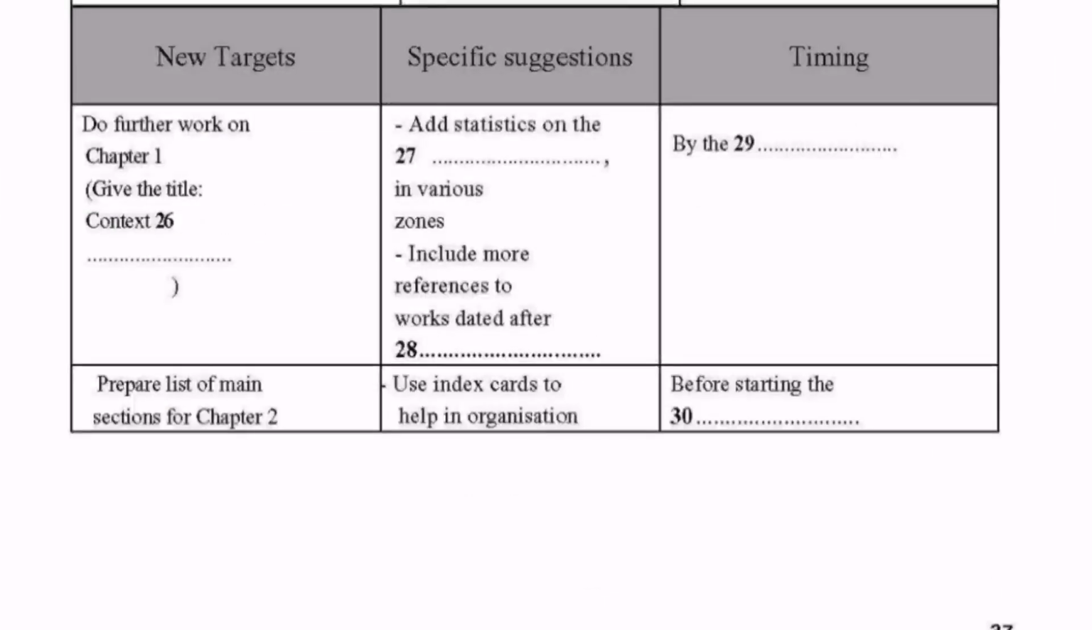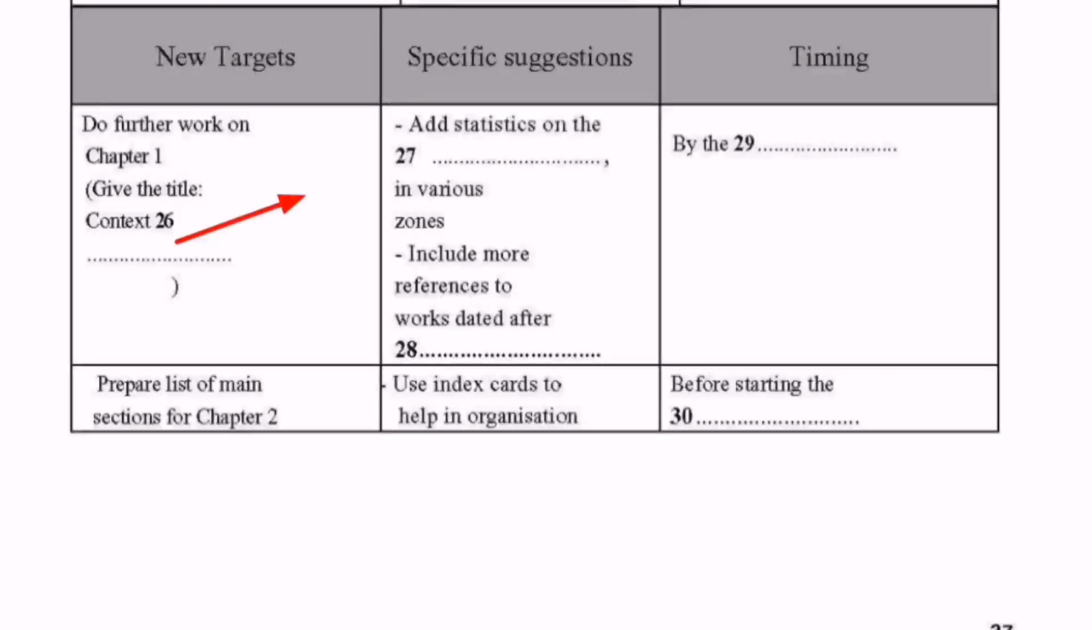In the second table, there are also 3 columns. In the first column, new targets are written. There are 2 targets, and we have to find the answer for the question number 26. In the second column, specific suggestions are given. We have to find the answer for question number 27 and 28. And in the third column, which is related to the timings, we have to find the answer for question number 29 to 30.